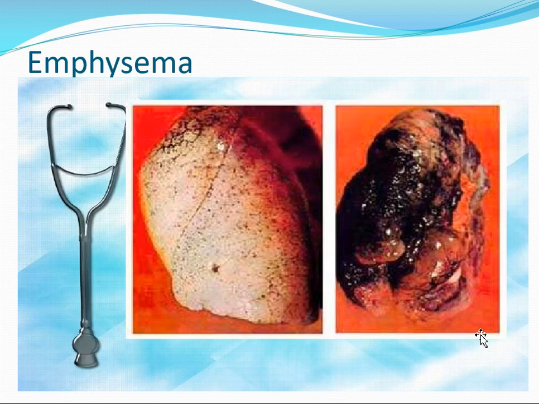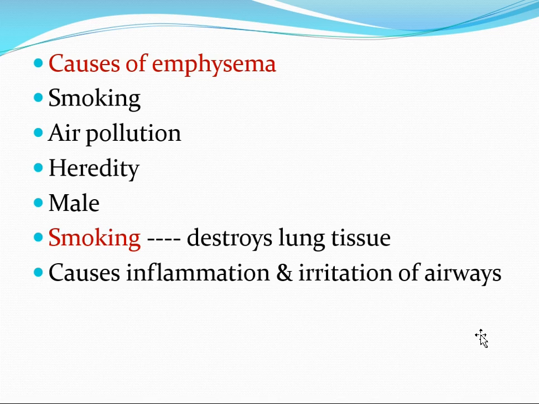And the next slide shows you how emphysematous lungs look like. One of the contributing causes for emphysema is smoking, and next is air pollution. Some of the cases are due to hereditary transmission. The disease is common in males, but smoking acts as an important factor in leading to the pathogenesis of emphysema. It destroys the lung tissues, causes inflammation and irritation of airways.